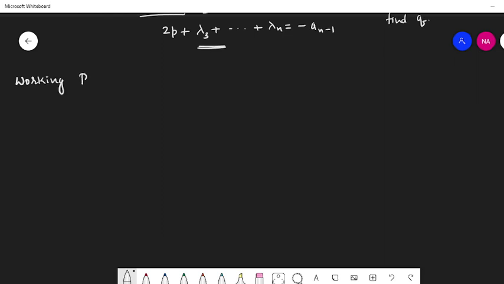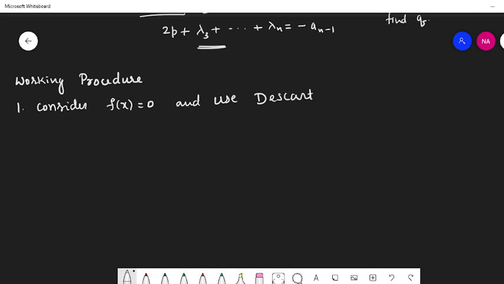Working procedure. First, consider the polynomial f of x equal to 0, and use Descartes' rule. This gives a count of positive and negative real roots.